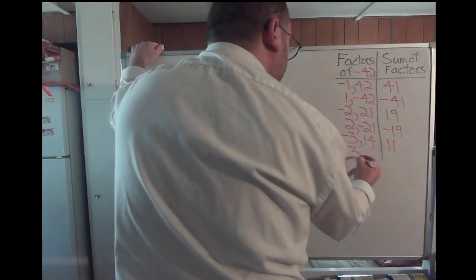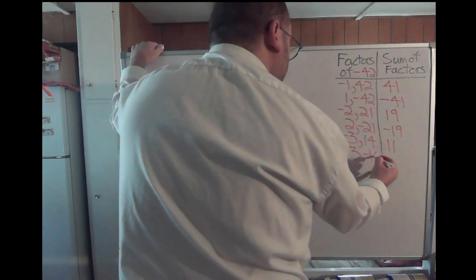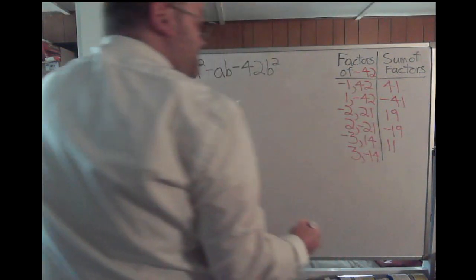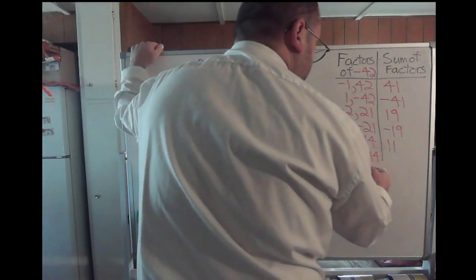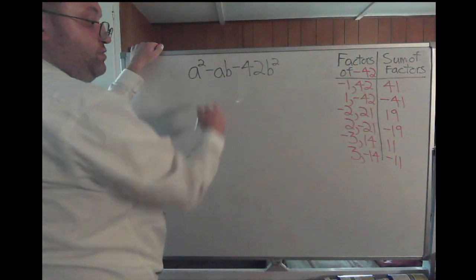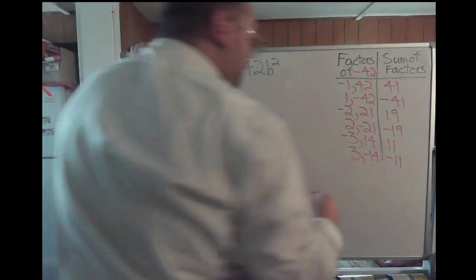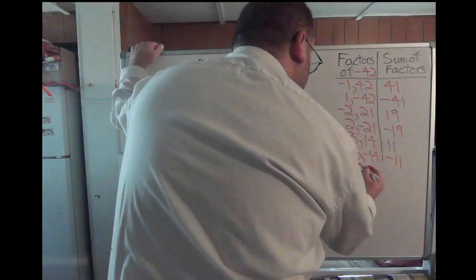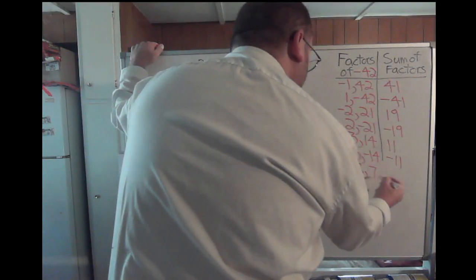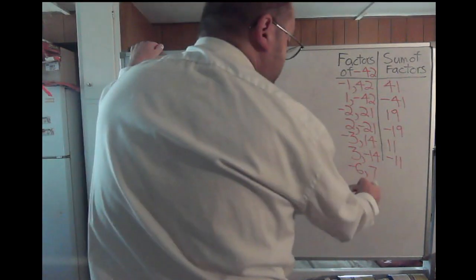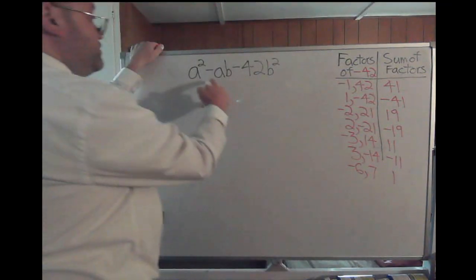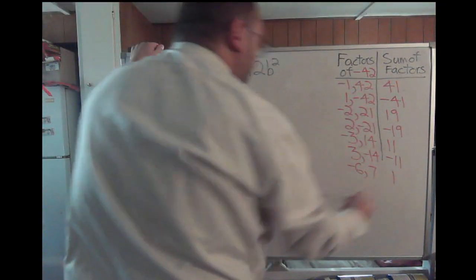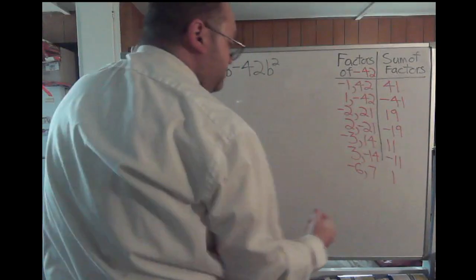So then how about positive 3 and negative 14? Well, add those together, you get negative 11. Your coefficient should be negative 1, not negative 11. That doesn't work. Last but not least, we have negative 6 and positive 7. Add negative 6 and positive 7 together, you would get positive 1. Your coefficient should be negative 1, not positive 1, so negative 6 and 7 don't work.